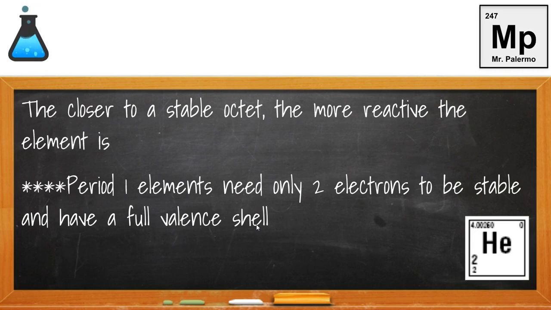It is important to note that period 1 elements need only 2 electrons to be stable, not 8, to have a full valence shell, and that consists of hydrogen and helium. Notice there's only one number in the configuration, and it is 2. Helium is stable, it is unreactive, and it only has a full shell of 2. We call that a stable duet.